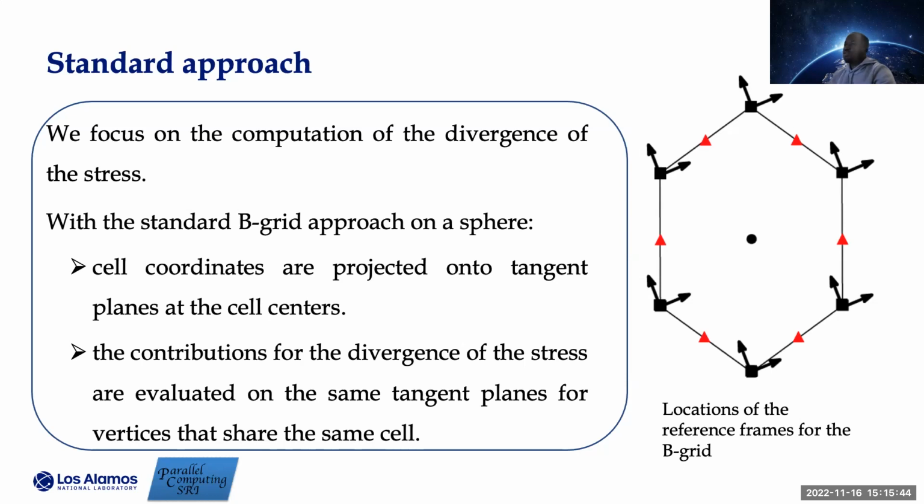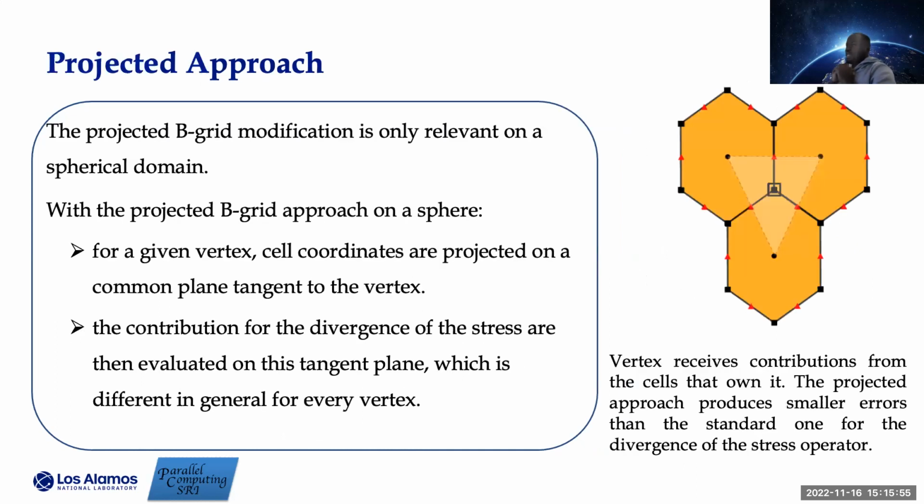But over the summer, we propose a different alternative. Since we are solving the velocity component at the vertex that connects all those 3 cells, we propose a different technique, where instead of projecting each cell individually on its own tangent plane, we project the 3 cells that connect to that vertex onto a common tangent plane, and then we solve the divergence of the stress and the velocity component on that given tangent plane. And this is only valid when you are on a spherical domain. So if you're on a plane or a rectangular plane, this technique is not valid.